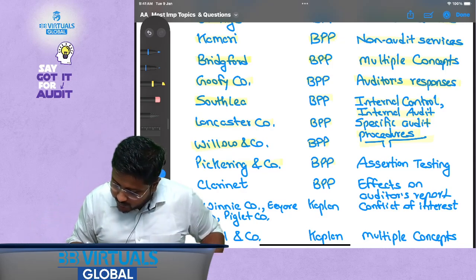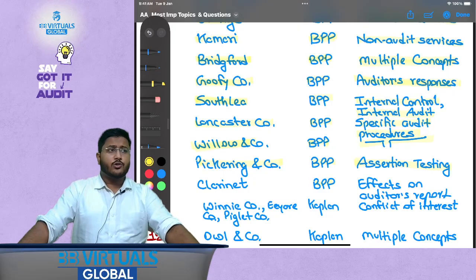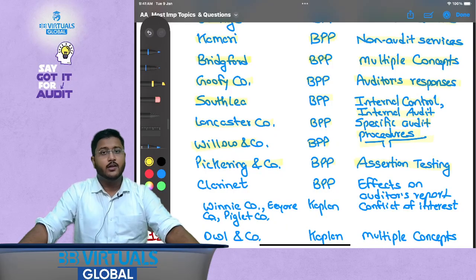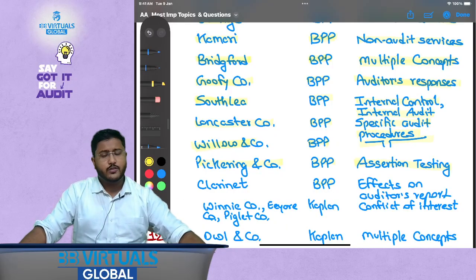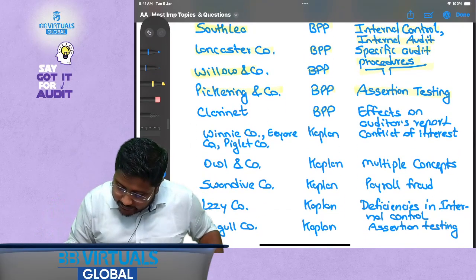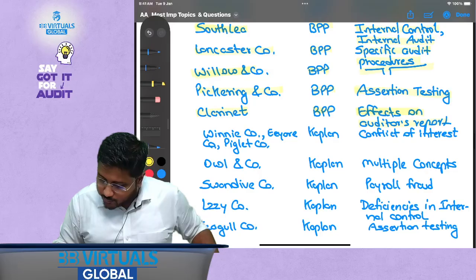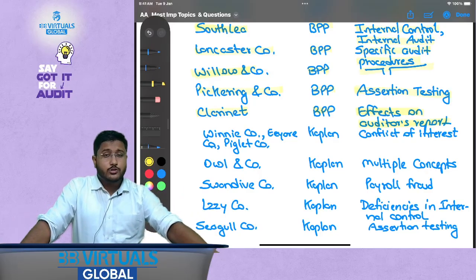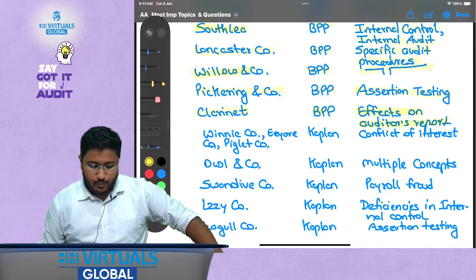Then Pickering and Company, again from BPP, talks about assertion based testing. This is not just mentioning the audit procedures, but also considering the assertions in place. So you will be performing the audit procedures, but you will also be considering the effect of the assertions. Then Clarinet, BPP, effects on the auditor's report. See, there could be certain scenarios happening in the case study, but you should also know what kind of effect it is going to have on the auditor's report. So this question is very important for you.